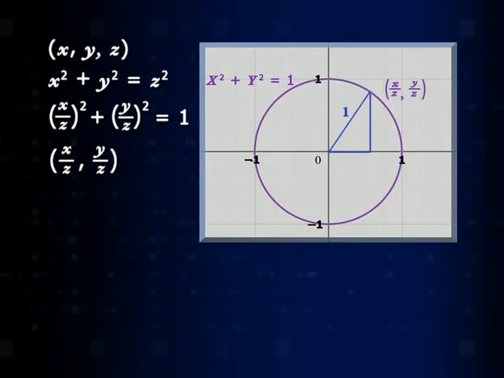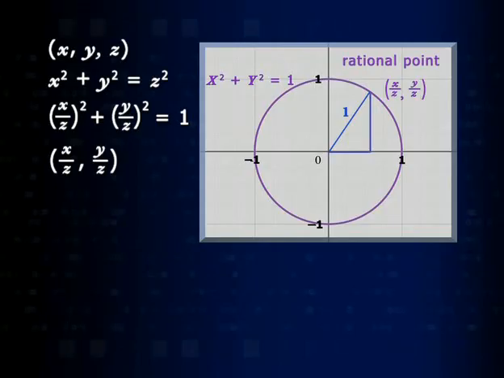Now, notice that since x, y, and z are all natural numbers, x over z and y over z are both rational numbers. They're fractions. Therefore, we see that a Pythagorean triple leads to what is called a rational point on the unit circle.